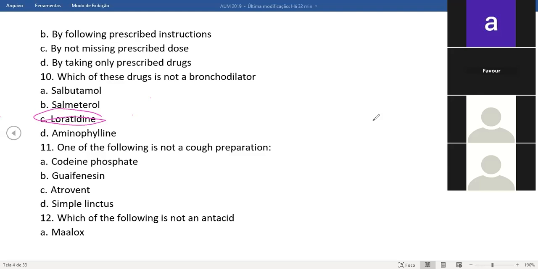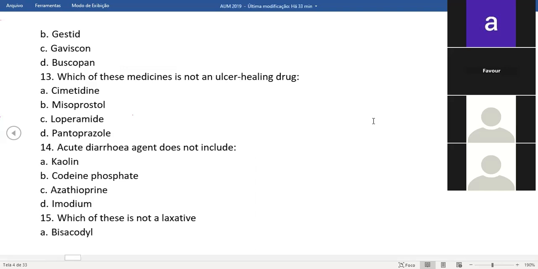One of the following is not a cough preparation. Atrovent. Very good. Which of this is not an antacid? Same pattern in this question 12: Malox, Gestid, Gaviscon, Buscopan. Buscopan, yeah. What is Buscopan used for?